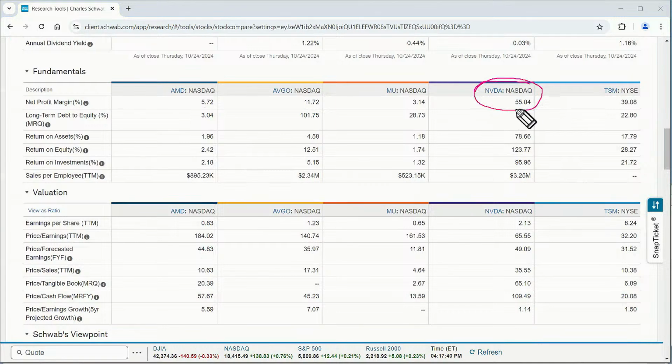NVIDIA, 55% profit margin. Taiwan Semi, 39% net margin. Net margin is just how much money you're making as compared to the money you're bringing in. In other words, you bring in, say, $100 billion and you make $100 million on that $100 billion.